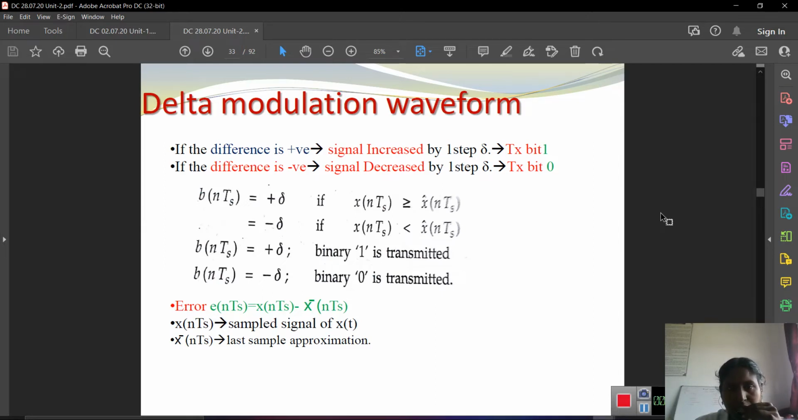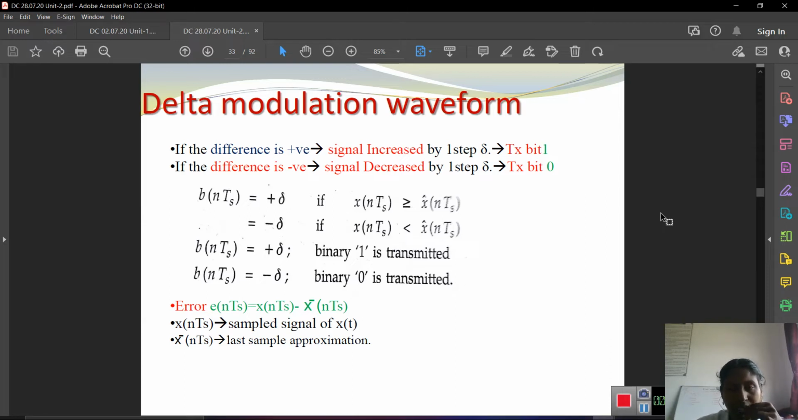If the difference is positive, the signal is increased by one step, that is delta, so the transmitted bit is 1. If the difference is negative, the signal is decreased by one step, that is delta, and the transmitted bit is 0.